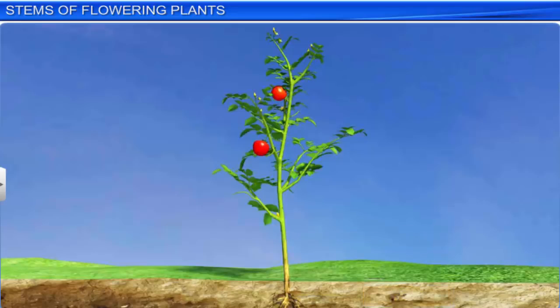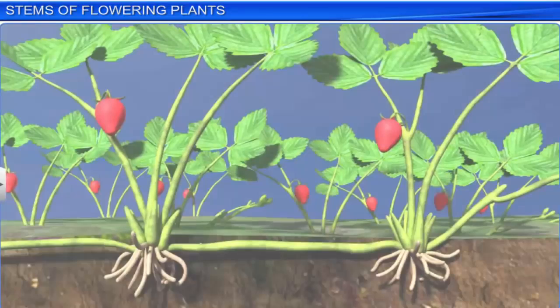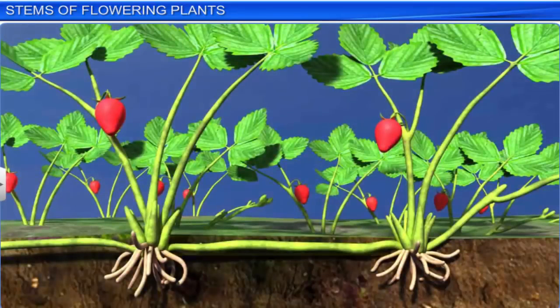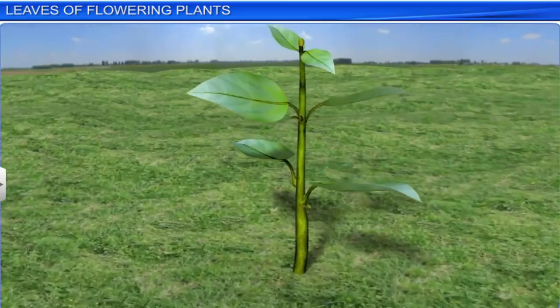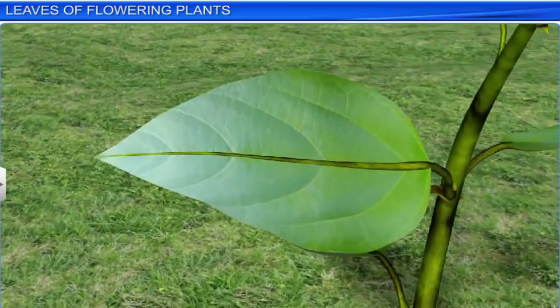In most plants, the stem grows above the soil surface, but in a few of them, it grows underground. A leaf is a plant organ that exists above the ground and is specialized to carry out the process of photosynthesis.